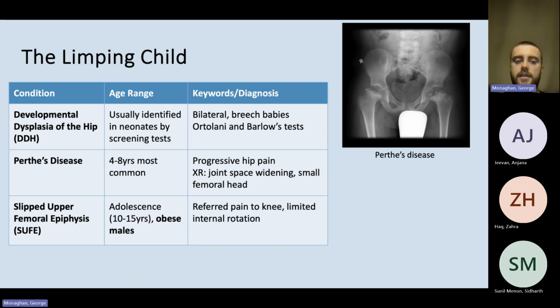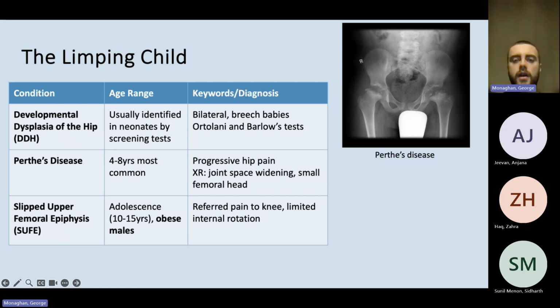And then SUFI. Obviously they're going to present with pain, both of these, but slipped upper femoral epiphysis is usually in 10 to 15-year-olds or obese males. It can refer the pain to the knee, and there's a limited internal rotation that we see, and that could again be another buzzword in an SBA.